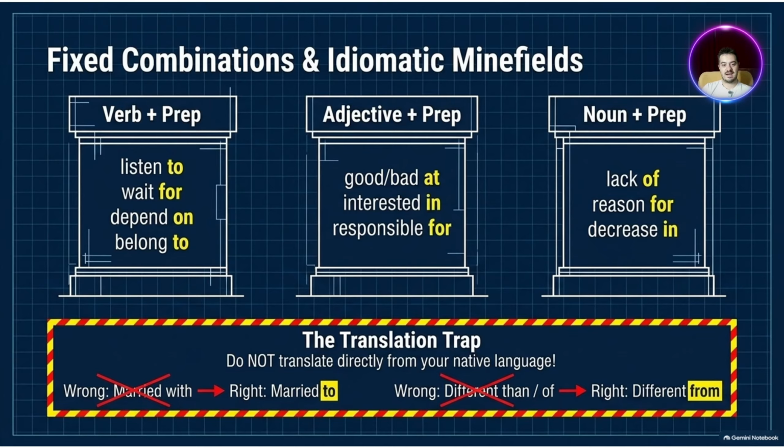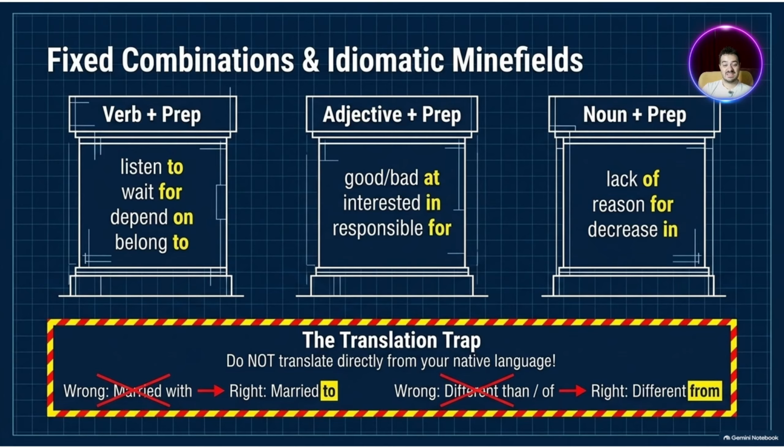The second fixed combination that we have is an adjective plus a preposition. For example, you are either good or bad at something. For example, I am good at making promises. I am bad at breaking promises. I am good at mathematics. I am good at drawing. Or I am bad at cooking, which I'm not, by the way.